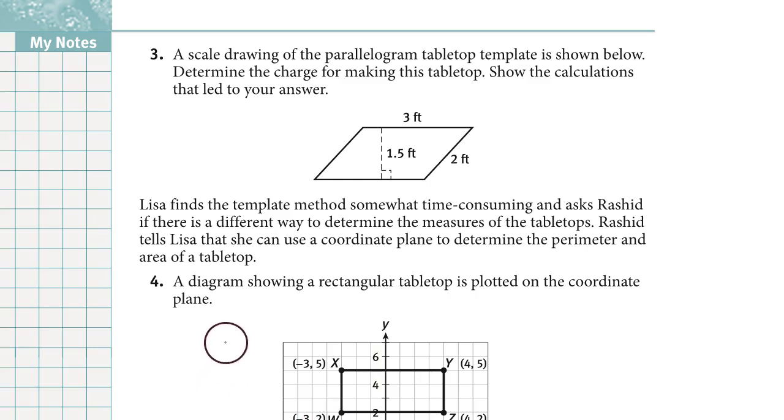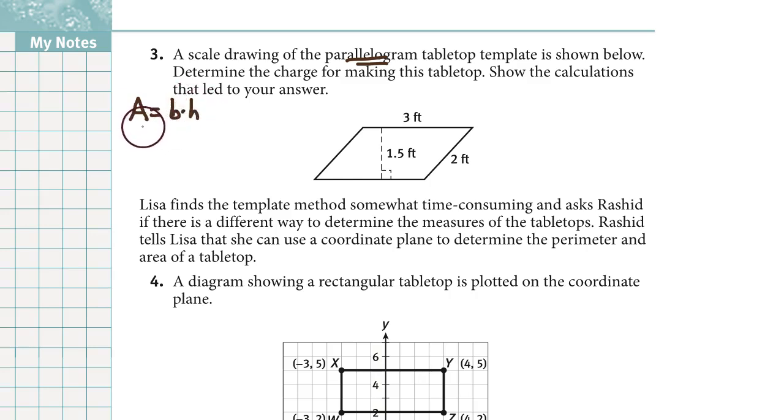Now go to the next page and look at number 3. Here's another tabletop shape that the company produces. This is shaped like a parallelogram, not a rectangle. Some measurements are given. To figure out what to charge the customer this time, we would need to find the area of this shape, and the formula for area of a parallelogram is base times height.